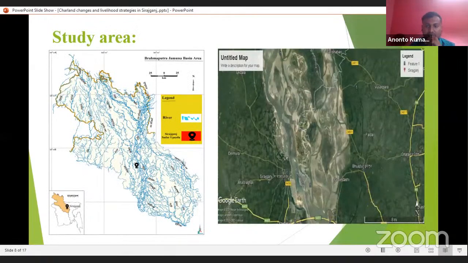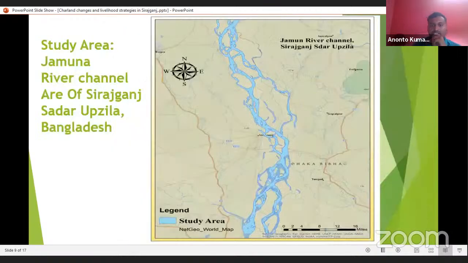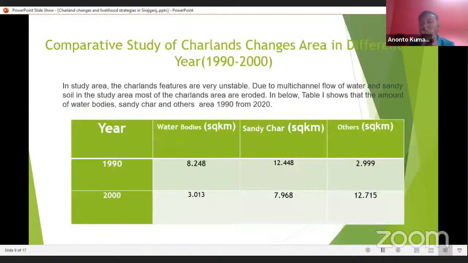That is a satellite image of the Jamuna riverine area, and that is Sirajganj's full mapping area. And that is my study area, the Jamuna basin. This is the location we have studied. The study is not completed. It is a running study.